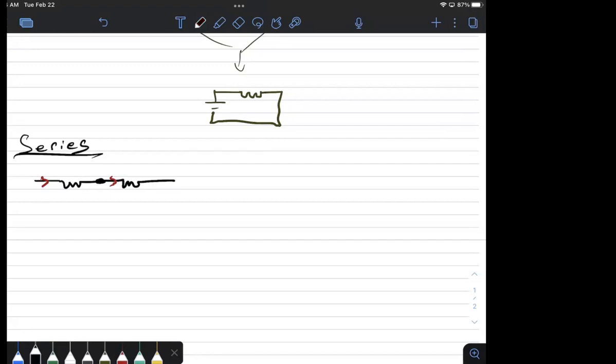The other way of connecting is parallel. And for parallel, one representation is something like this.